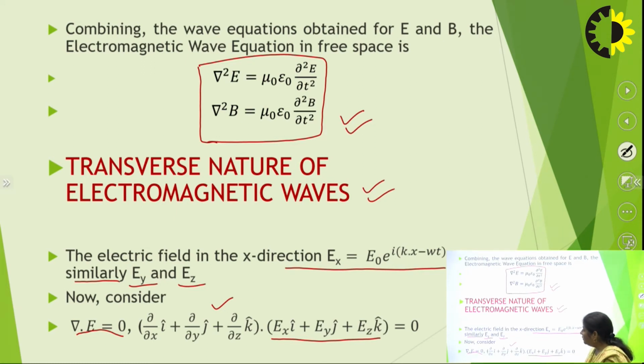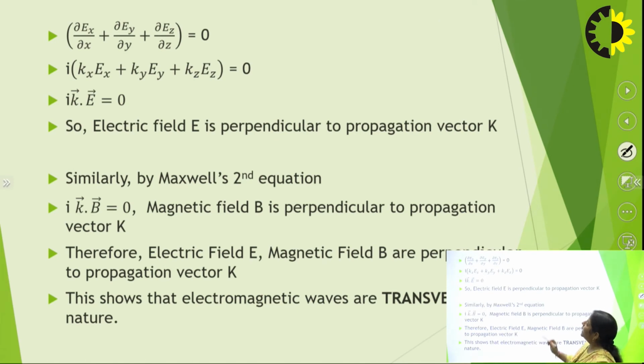So what happens when it is applied? When it is applied, we will have ∂Ex/∂x plus ∂Ey/∂y plus ∂Ez/∂z equals 0. All right, so this is how the divergence of E is obtained.